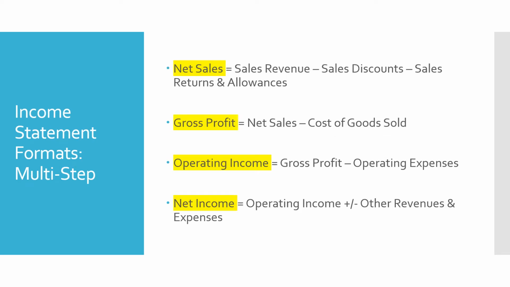So in terms of those subtotals on the multiple-step income statement, net sales is something we talked about in the previous video, and we know that it is calculated as sales minus sales discounts minus sales returns and allowances. Gross profit is equal to net sales minus cost of goods sold. Operating income is gross profit minus operating expenses, and net income is operating income plus or minus other revenues and expenses.